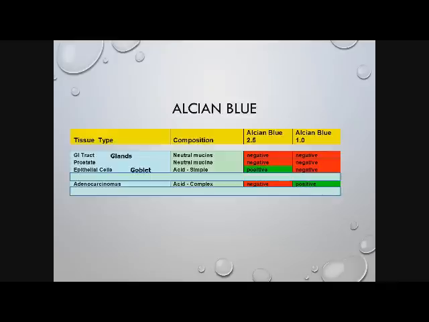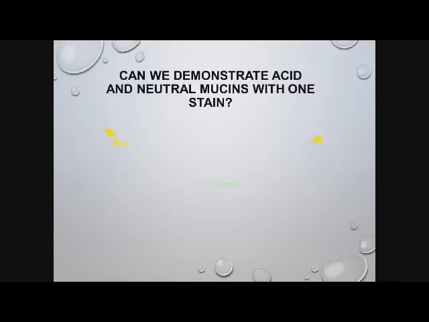Then if you go to your goblet cells, epithelial cells, goblet cells, those are simple acid, and they're going to be stained positive with 2.5 and negative with 1.0. An adenocarcinoma is a complex acid mucin. It's going to stay negative with 2.5 and positive with 1.0.